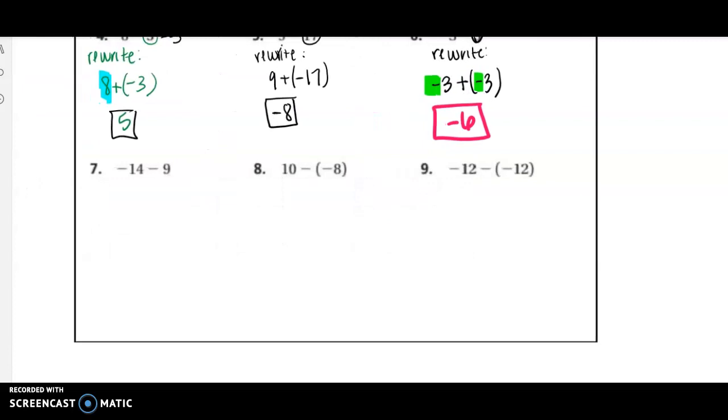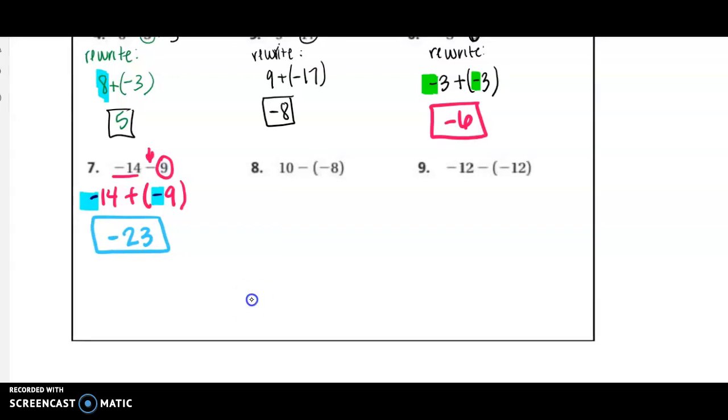All right, number 7. We rewrite, so we have -14. We keep the sign of our first number. We change subtraction to addition, and then we're going to do the opposite of our positive 9, which is -9. These are same sign. And so we add them like normal and we keep the sign. So we have 23 and it'll be negative because both of our numbers were negative.